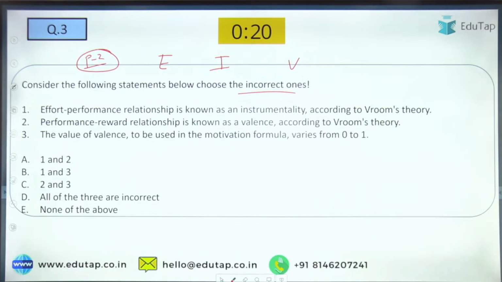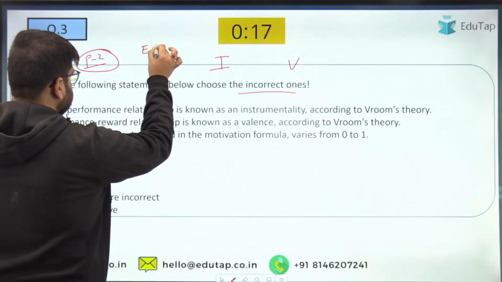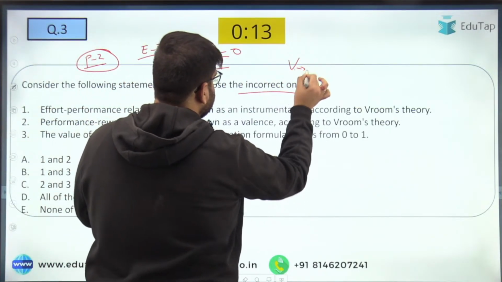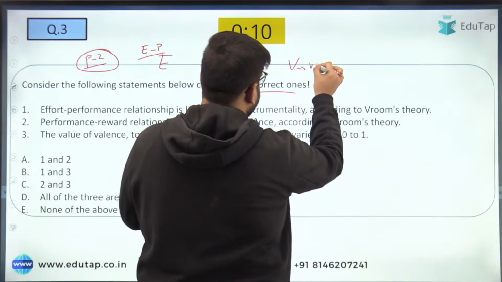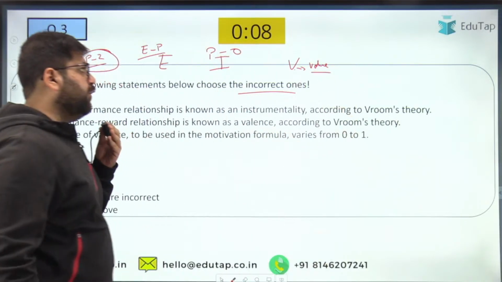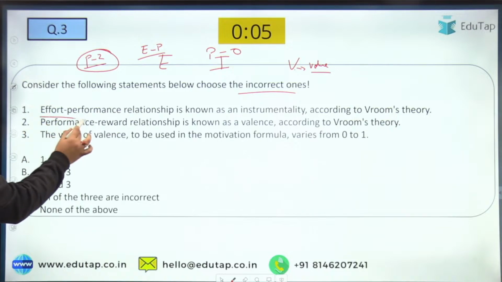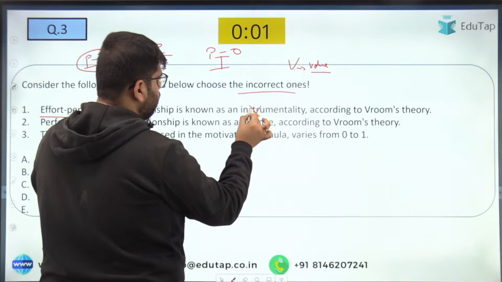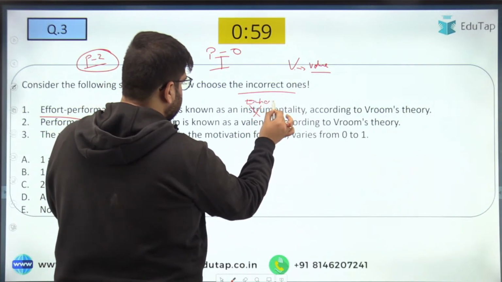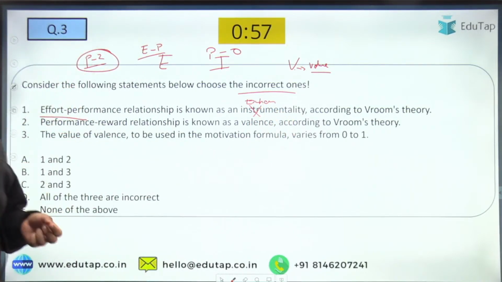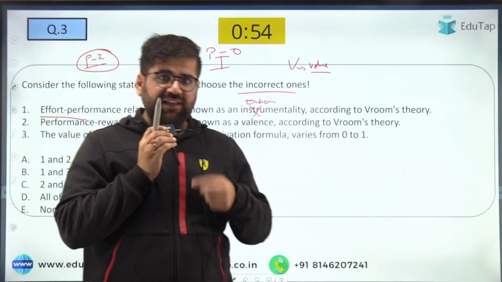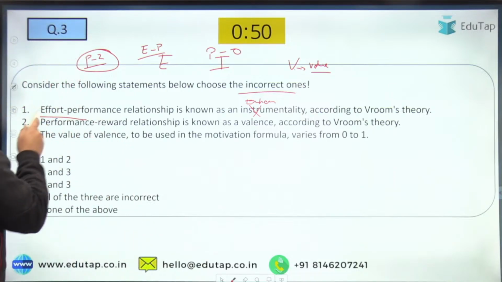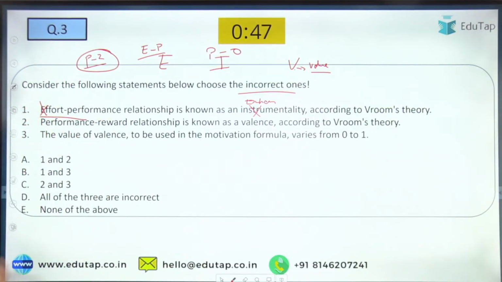question. Now, expectancy links your efforts to performance. Instrumentality links your performance to outcomes. Valency basically doesn't link anything, but it tells you how you value your rewards. Now, effort to performance. Effort to performance is known as instrumentality? No. Effort to performance is known as your expectancy. Expectancy basically is that component which tells you that if I do these many efforts, will I get the performance or not? So this, my friend, is your expectancy, which makes statement number 1 incorrect.